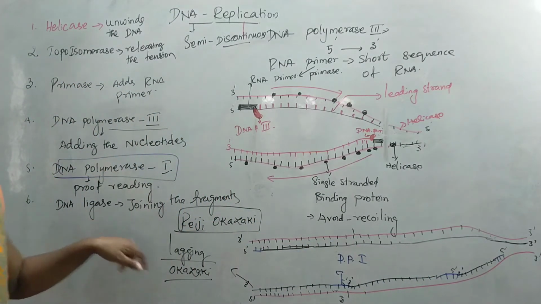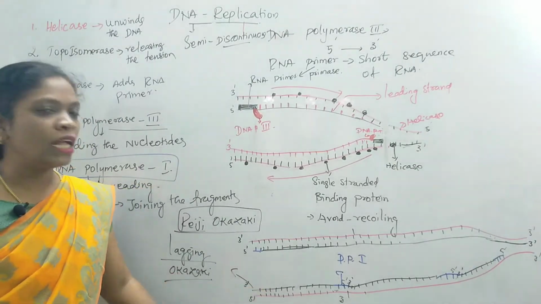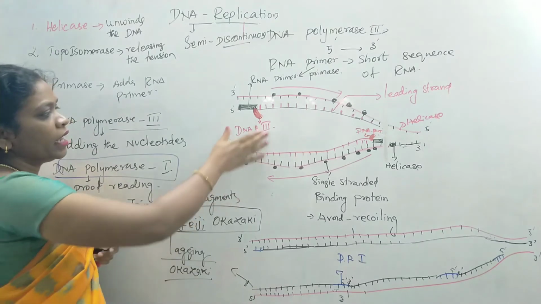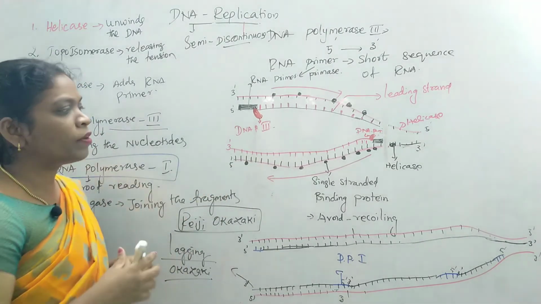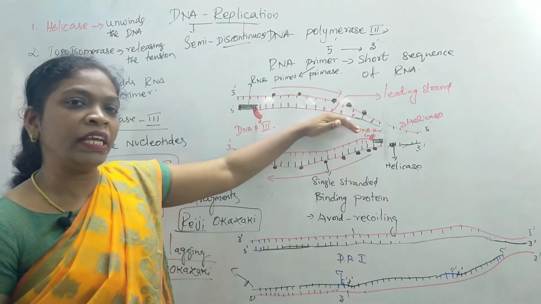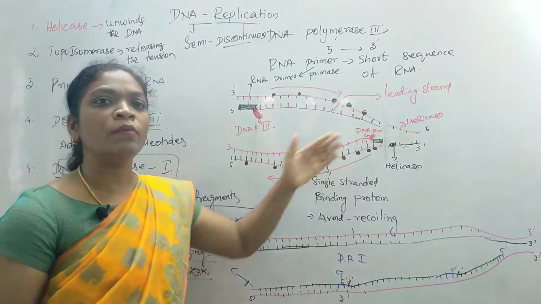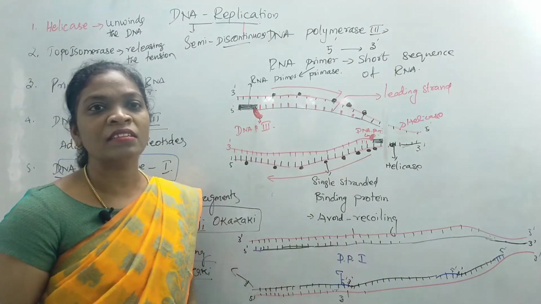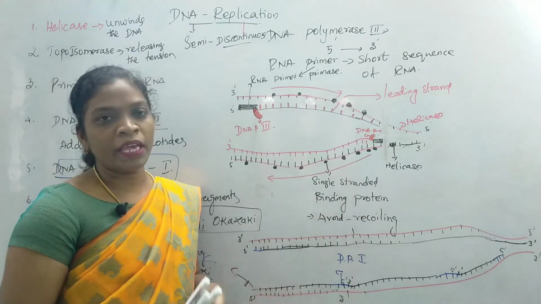DNA ligase enzyme joins these fragments, the discontinuous fragments we got on the lagging strand. In eukaryotes, you can find the origin of replication. Origin of replication is nothing but where the replication forks are formed. Because human DNA is around 2.2 meters in length, the origin of replication occurs at multiple sites, where DNA will start synthesizing the new strand by the semi-conservative replication method.